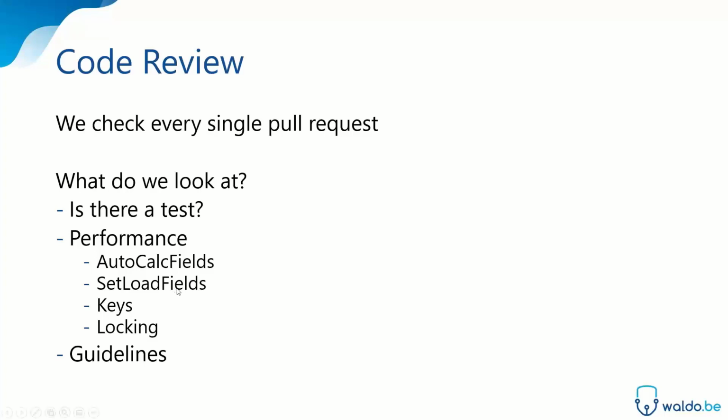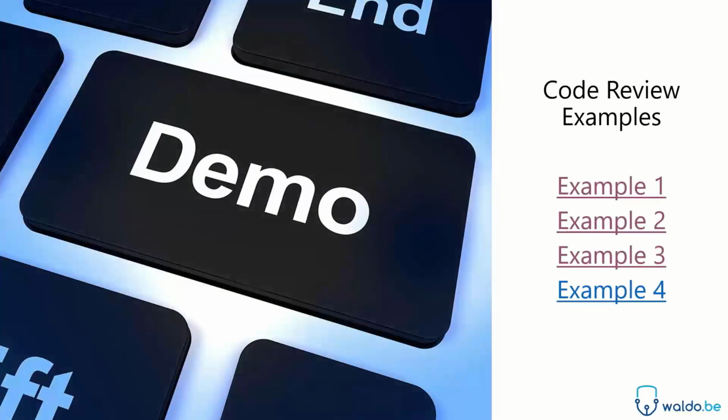So typical things we look at: is there a test? If there's no test, we basically don't allow the pull request. Is performance related everything being taken care of? Like, did we think about autocalc fields, set load fields, a key, and were we conscious about locking? And obviously the other guidelines that I've been talking about, was there a method code unit and so on.